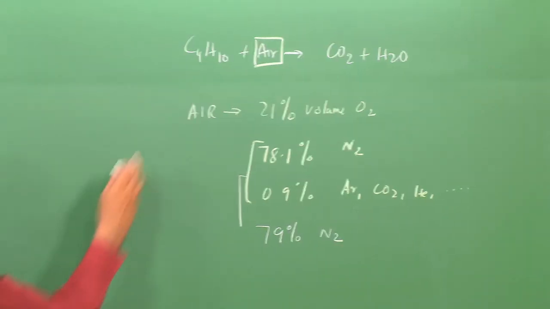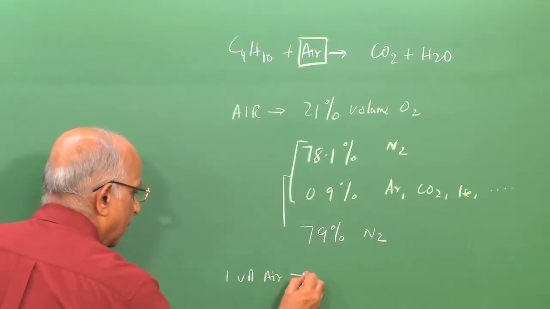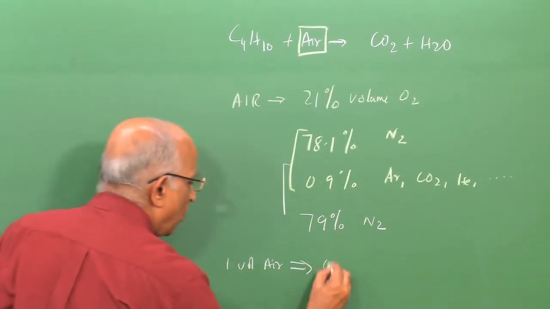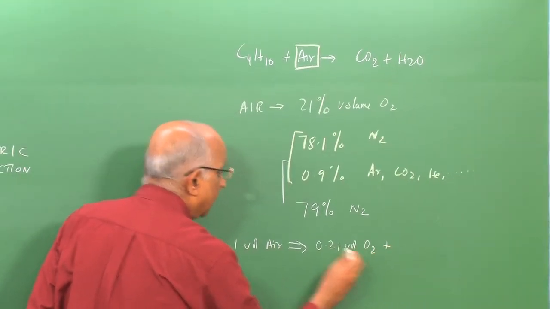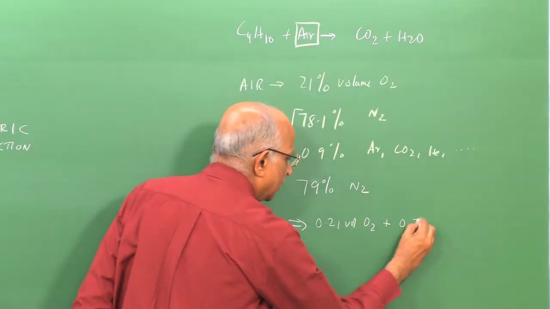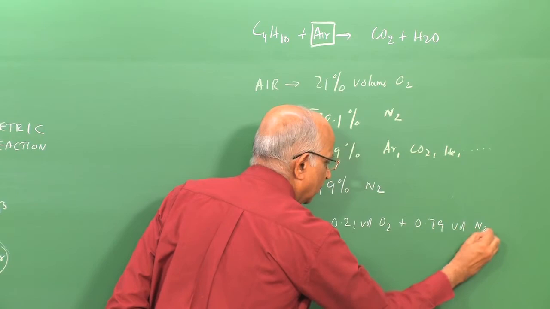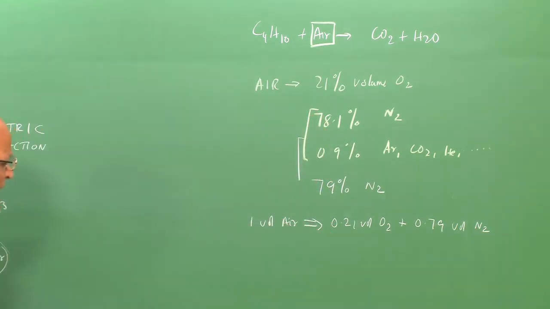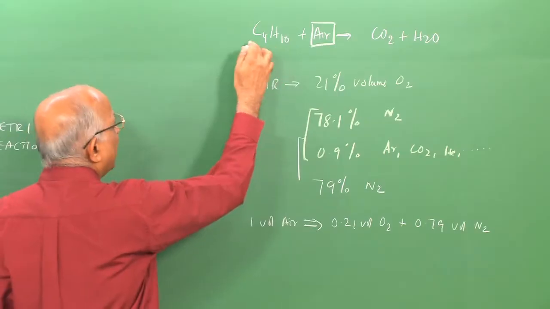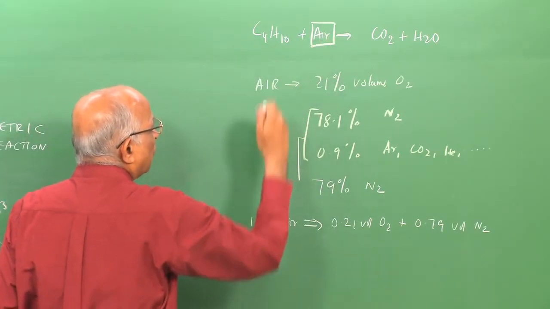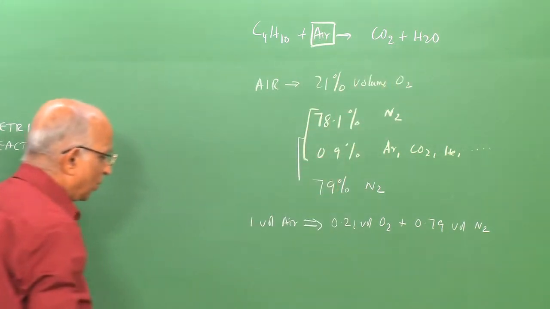Therefore, volumetrically, one volume of air consists of 0.21 volumes of oxygen and the balance 0.79 volumes of nitrogen. Now, I am more interested in moles, whenever we write an equation, I say 1 mole, so many moles of air, or so many moles of carbon dioxide, so many moles of water, is what we are talking of.